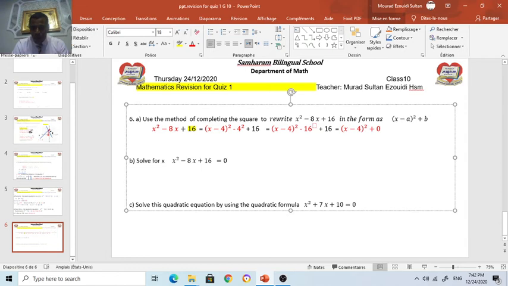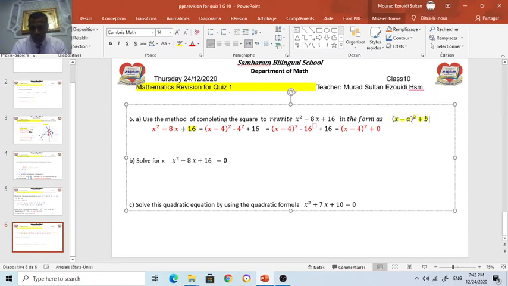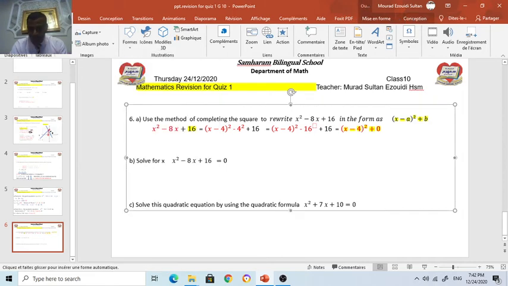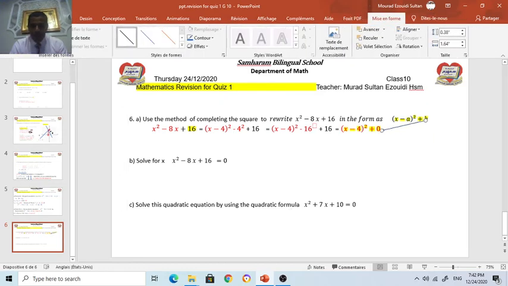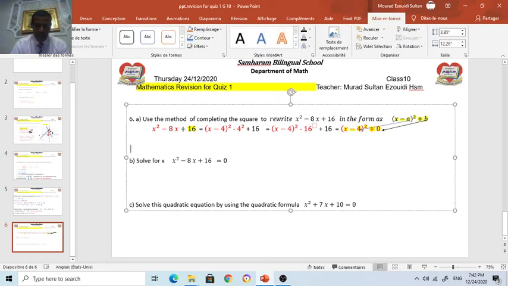Now if you would like to compare or equate this expression with the form x minus a all squared plus b, it is easy. You can see that b equals 0. And a: negative a should be equal to negative 4, which means a equals 4. As a conclusion, I can write it here: a equals 4, small a I mean, and b equals 0.